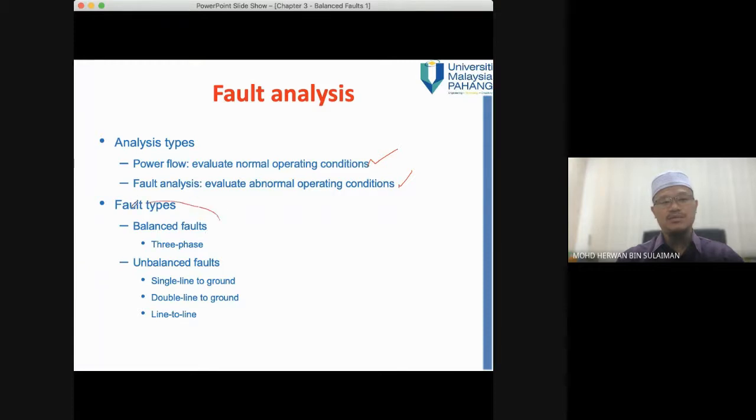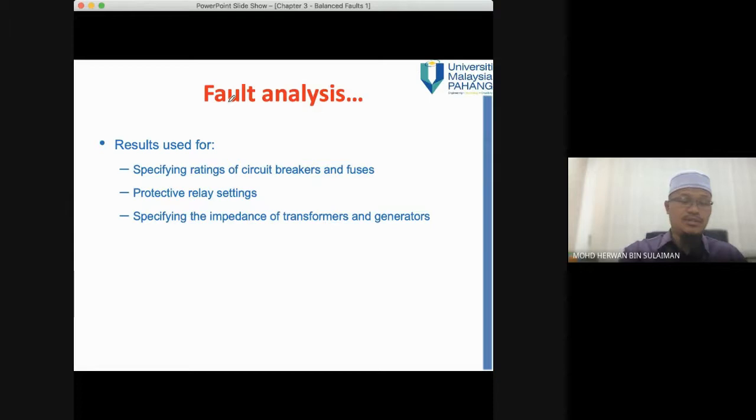So we have balanced faults, which we learn in EPS. In this class we will learn about the single line to ground fault, LG, the double line to ground fault, DLG, and the line to line fault, LL. The results of this fault analysis are used to specify the rating of circuit breakers. When you want to determine the circuit breaker system, you need to do some calculations and simulations to make sure your rating operates well.